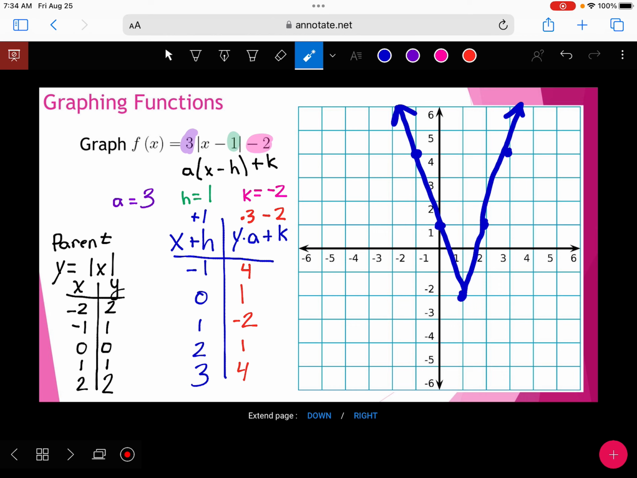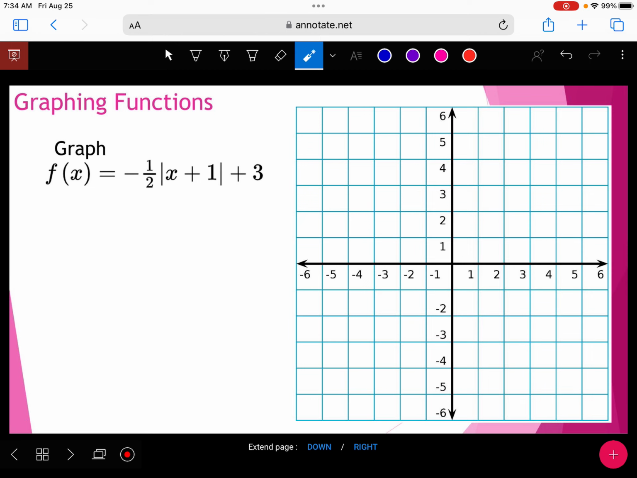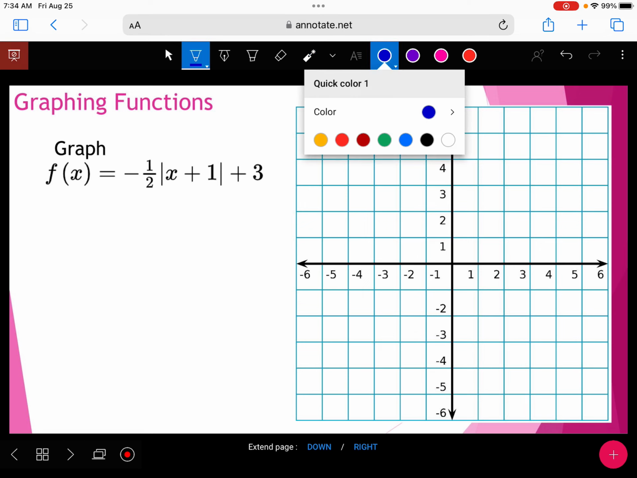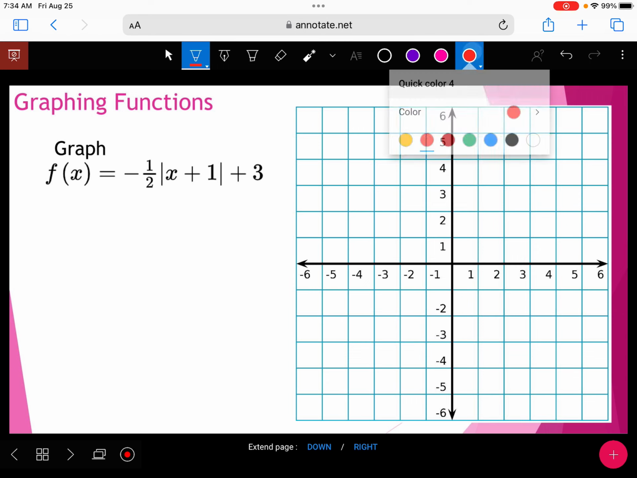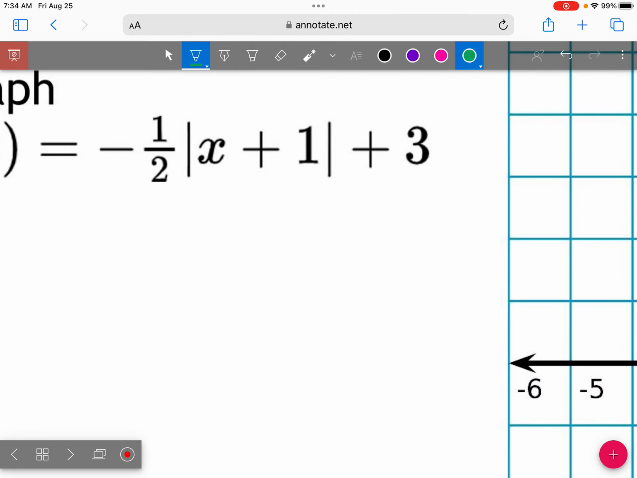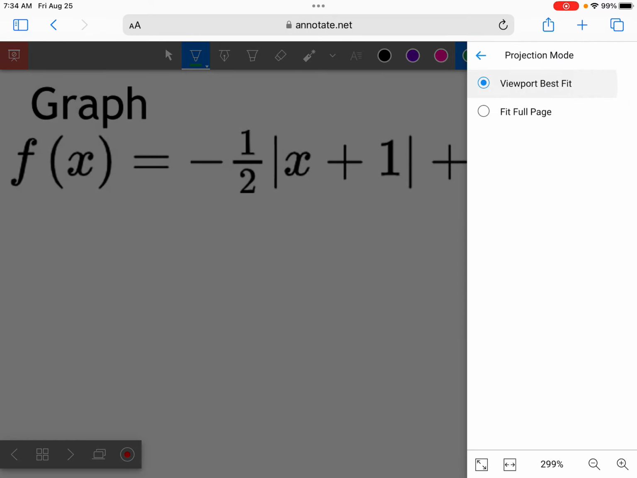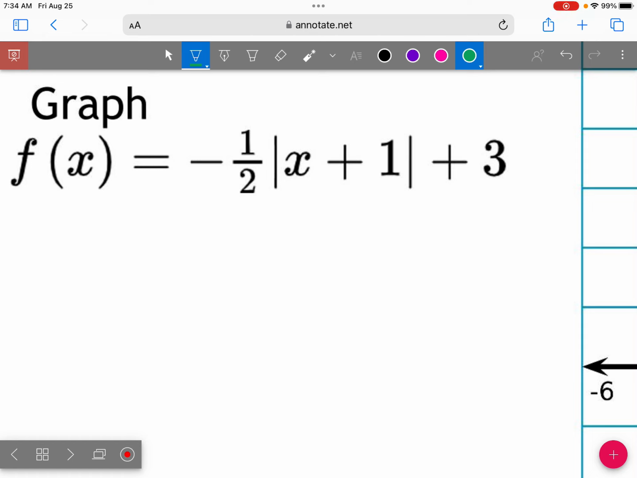Ready to do one more like this? Oh no, fractions. It's okay, you can do it. Same process. I'm going to start with identifying a, h, and k. This time I want us to describe our transformations first, and then we'll hop into our table. So what do we have? I'll make it so you can actually see the equation here. There we go. f of x equals negative 1/2 absolute value of x plus 1 plus 3.